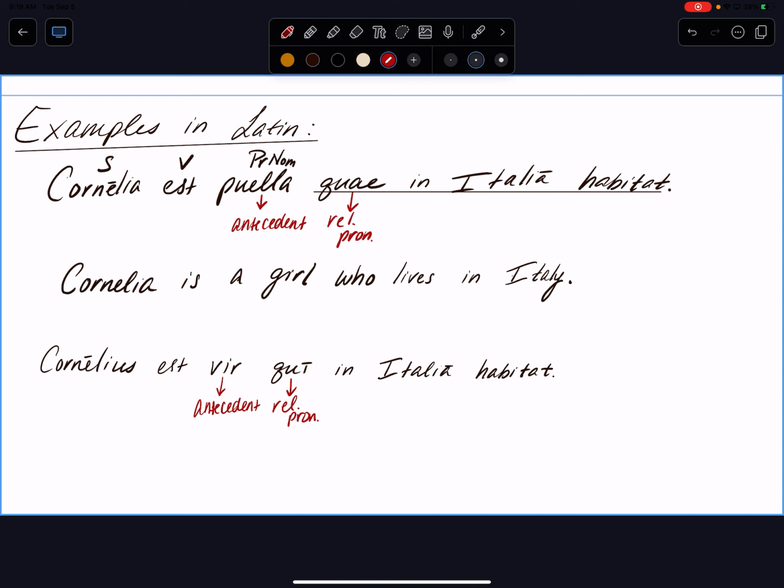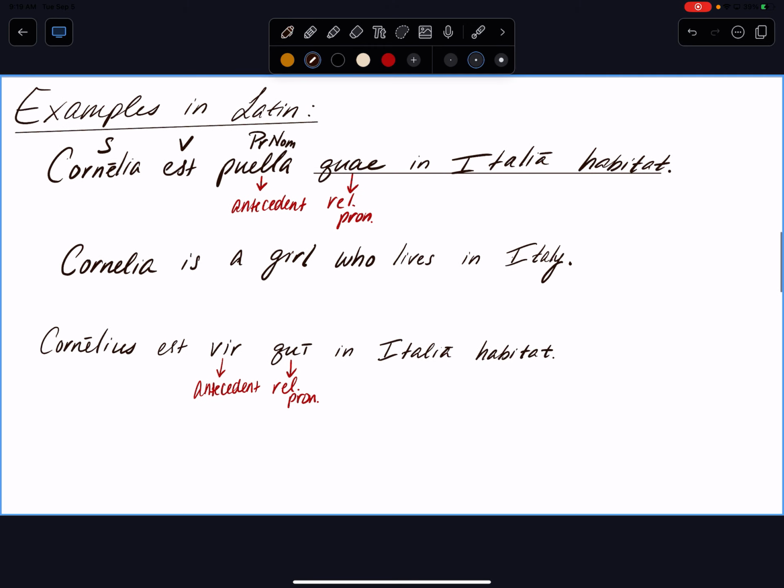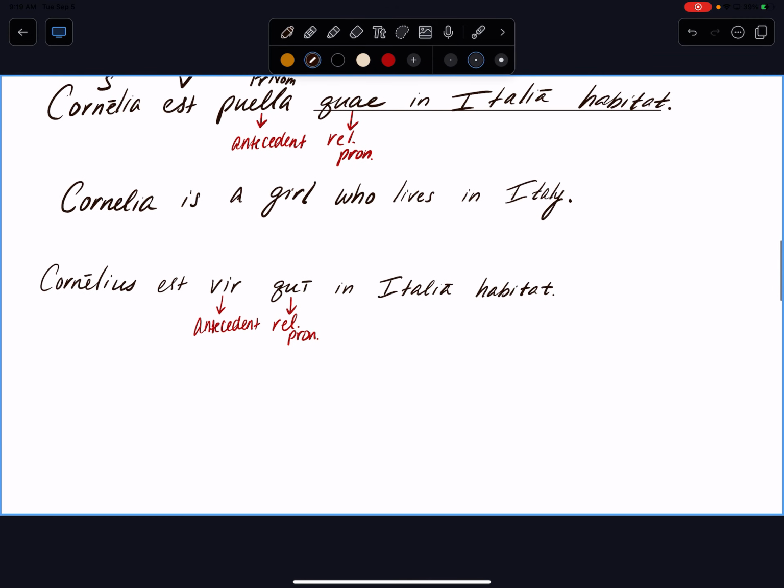Yep. Okay, so there are a couple rules here. This is going to be like the big takeaway. But we'll practice this next time.